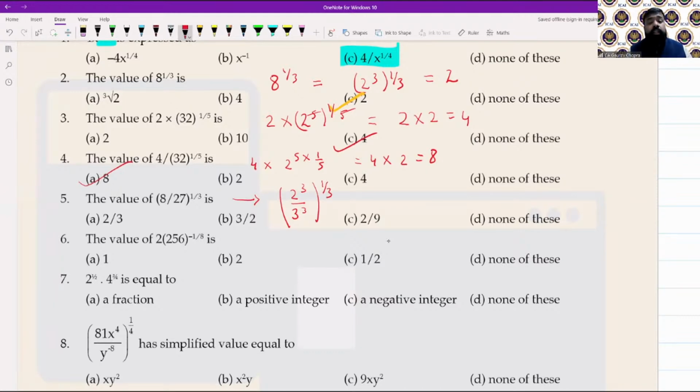So this 1 by 3 power is applicable on both numerator as well as denominator. Or we can take the power common inside. So 2 by 3 to the power of 3 into 1 by 3. Now these powers will get cancelled and we are left with only 2 upon 3. Only 2 upon 3.